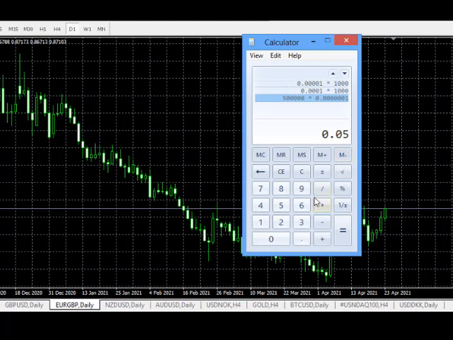Now, for instance, you want to enter a trade and you still have the tendency of entering more trades that day. You want to enter like 3 trades for that day. Now, you have the capacity of saying you want to use 0.05.